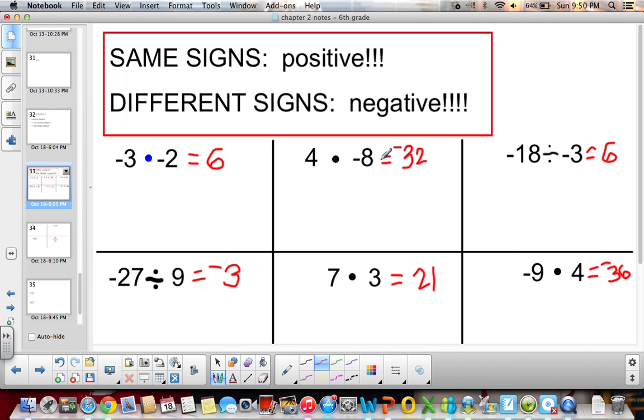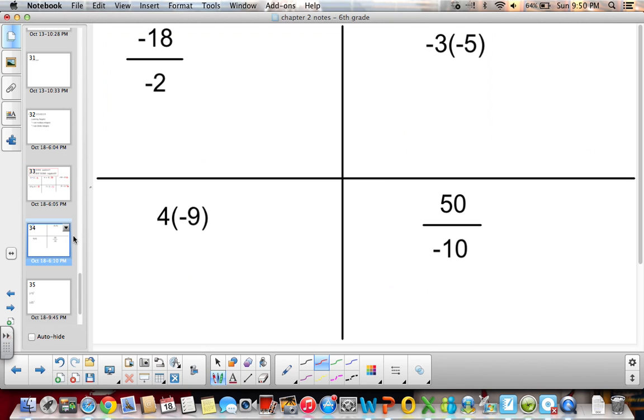Positive times positive is positive. Negative times negative is positive. Positive times negative is negative. Pause me and try these 4 a little bit more challenging problems.